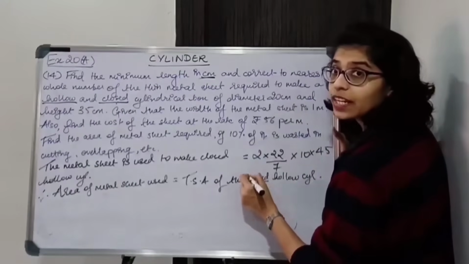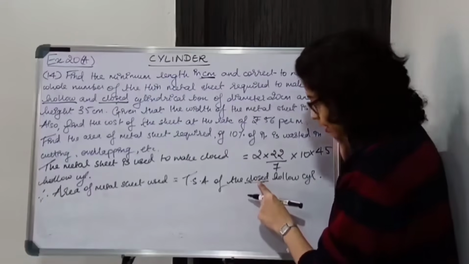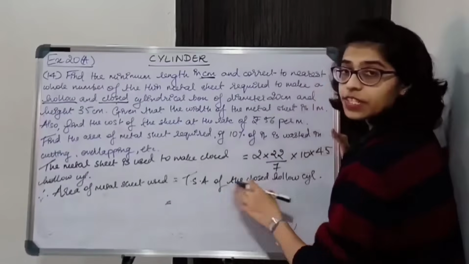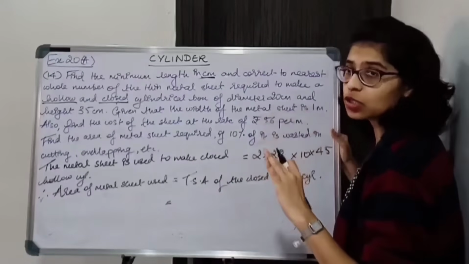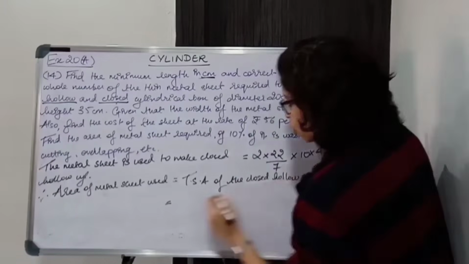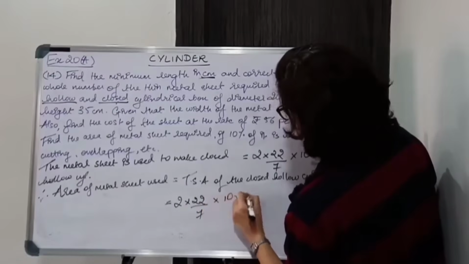It is important to write, hollow cylinder का area is different than the closed hollow cylinder, ठीक है. Closed hollow cylinder का total surface area is same as that of a normal solid cylinder that we consider. So इसका total surface area is what? 2 into 22/7 into 10 into 45.